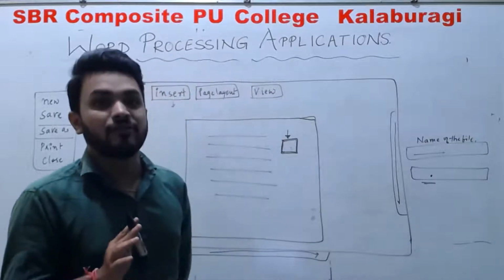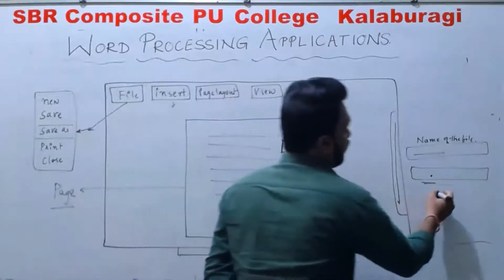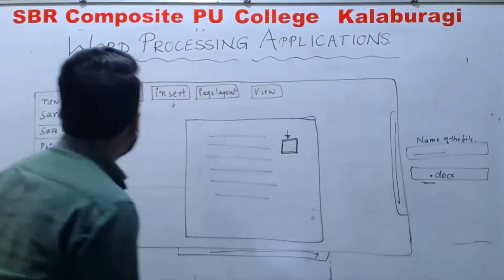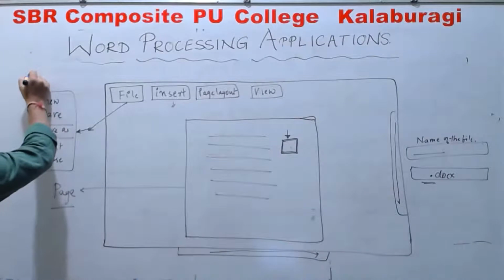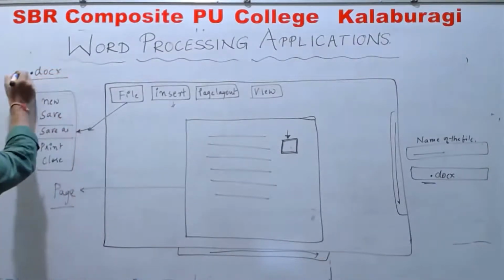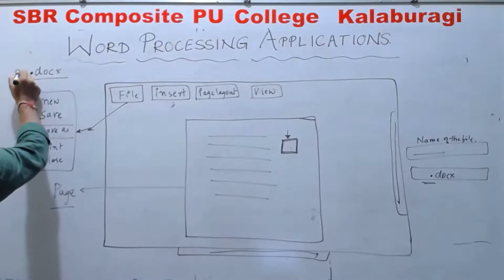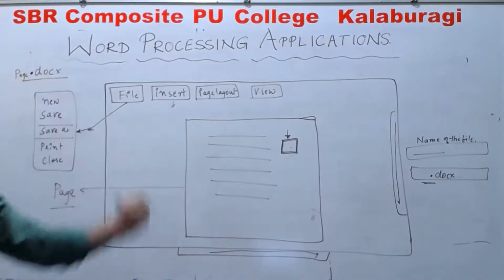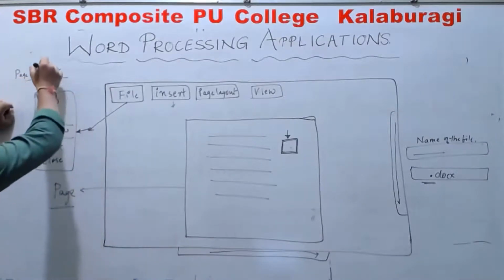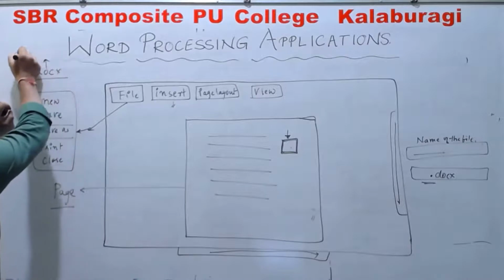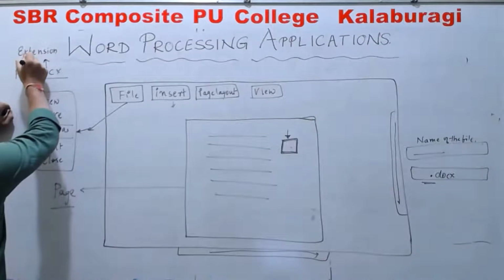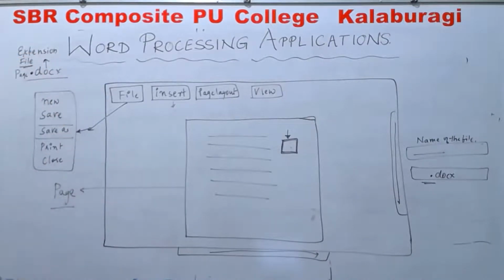The extension of Word file is .docx file. If you are saving a file in the word process, then you have to save as a docx with the file name, like page doc. You can write any name here with the extension file. This is the extension file name. Clear?